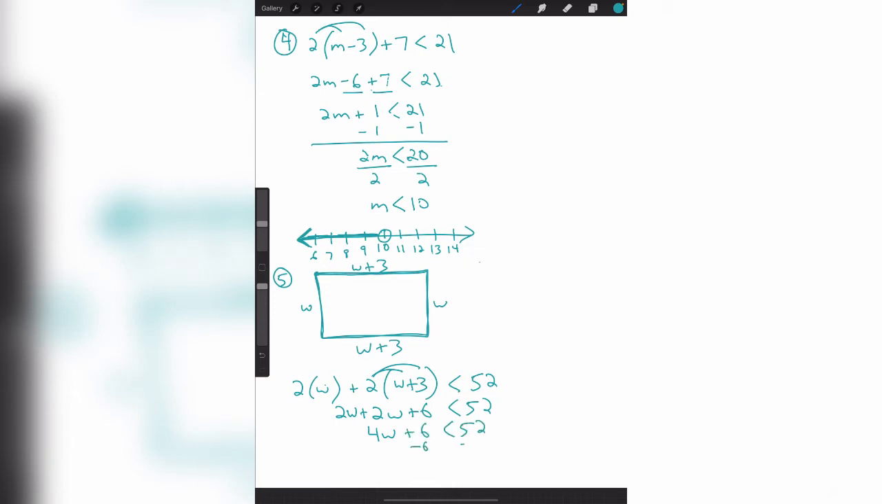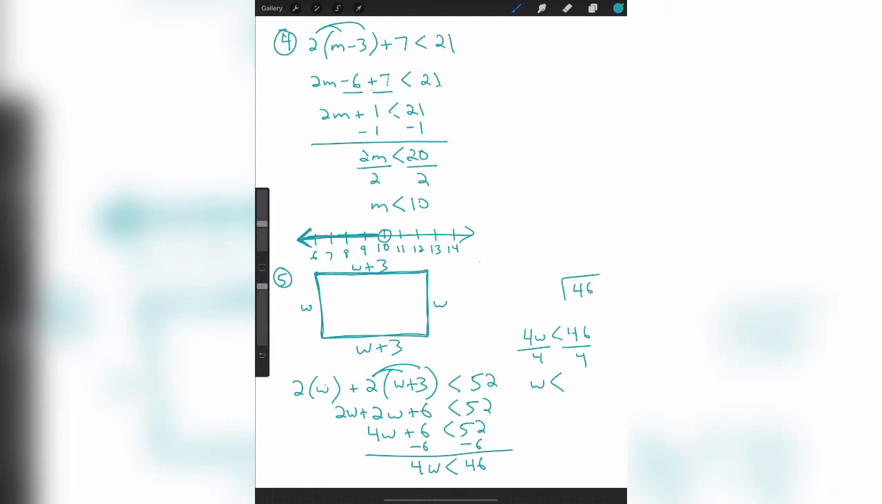If I subtract 6 from each side, I get 4W is less than 46. Okay. And then what I need to do here, I'll rewrite it over here. I'll say 4W is less than 46, and I'll divide each side by 4. And just say W is less than, and then you would go through and divide that. So 46 divided by 4.